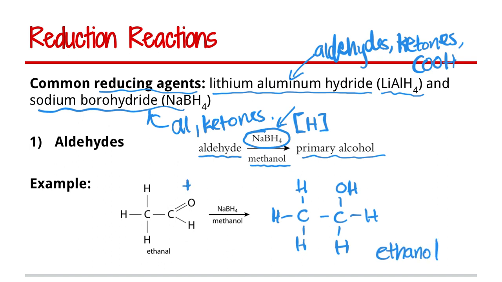If you wanted to balance this, you could put in a 2H plus or plus 2H as a reactant, and that would create a balanced chemical reaction. But most of the time we leave this out because we don't really need to show it, but know that it's there if you do need to balance.